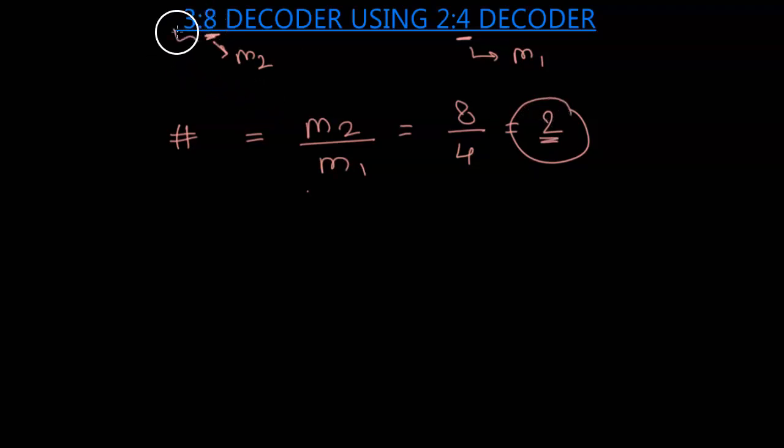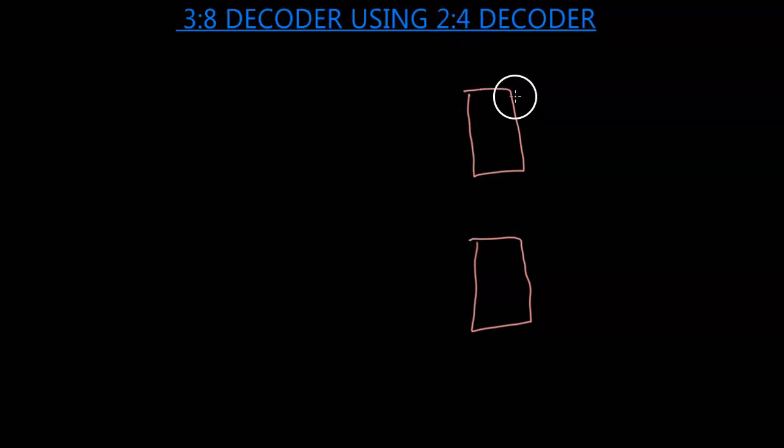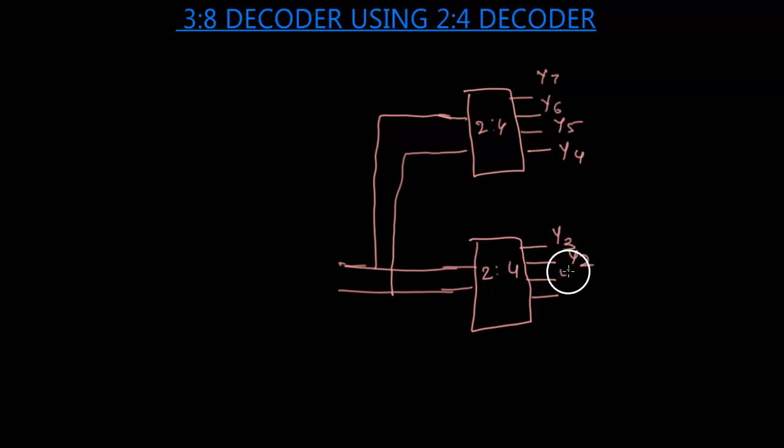So we have a 3:8 decoder, which has 3 inputs and 8 outputs. We have 2 2:4 decoders, 1 and 2. Because these are 2:4 decoders, each has 4 outputs and 2 inputs. Now these 2 inputs are going to be connected to each other. Here we have 1 and 2, and these are my 4 outputs. We have Y7, Y6, Y5, Y4 for the first 2:4 decoder, and the next 4 outputs are Y3, Y2, Y1 and Y0. And my inputs are A0, A1.